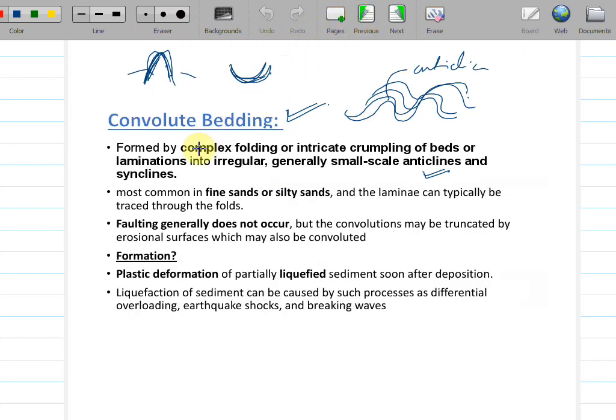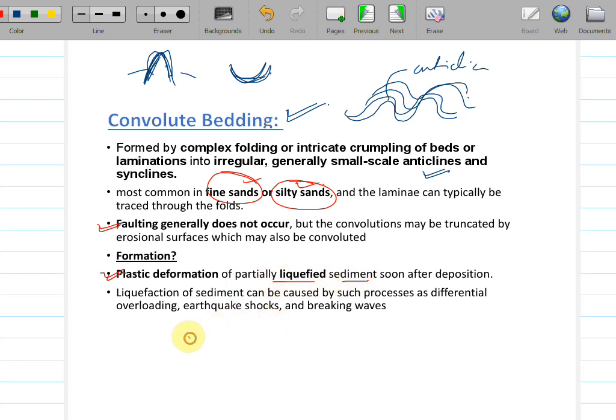Now, as you can see, generally there is no faulting, okay. So this basically happens in your fine sands or silty sands, okay. Fine sand and silty sand. So basically the beds are not very competent, and due to that there is no faulting, only plastic deformation, okay. So how are they formed? They are formed by the plastic deformation of partially liquefied sediments.